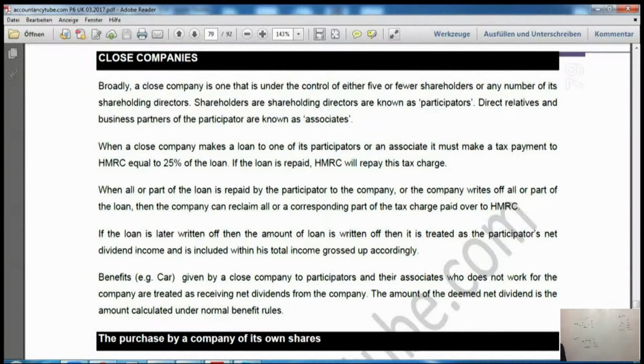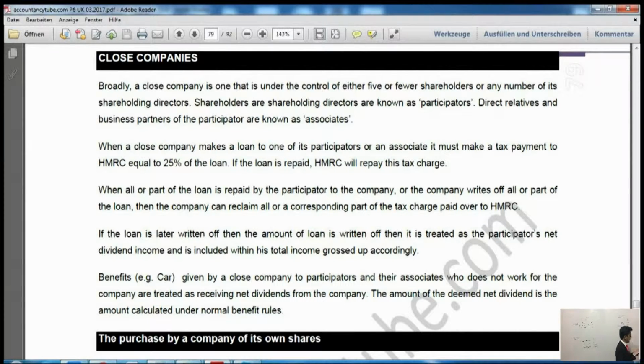There are two types of treatment. One is that it will be treated as income, and the other is that it will be treated as capital. If it is treated as income, it will be taxed according to income tax. However, if it is treated as capital, then it will be taxed according to capital gains tax. So let's look at the income treatment.